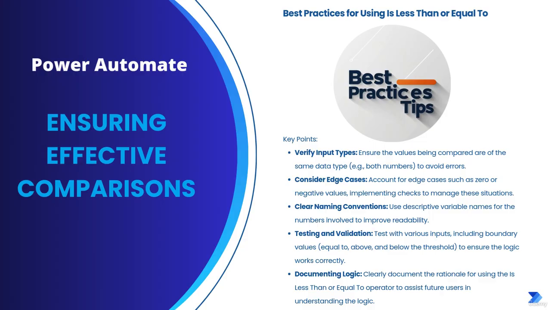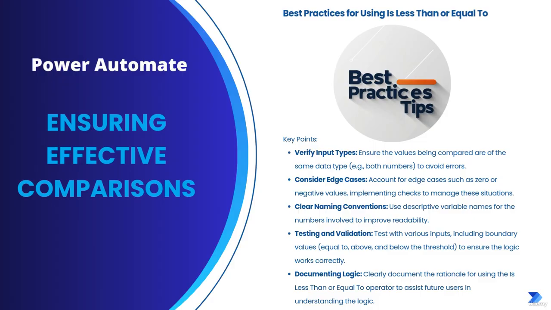Consider edge cases. Always account for edge cases, such as zero or negative values, especially in financial or grading contexts. Implement checks to handle these situations appropriately. Clear naming conventions. Use descriptive variable names for the numbers involved in the comparison. This improves the readability of your flow and helps others understand the logic at a glance.